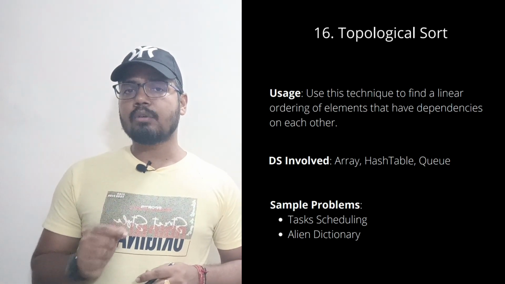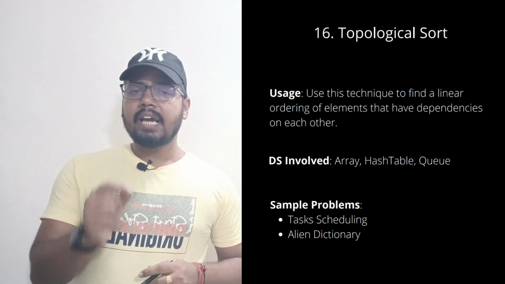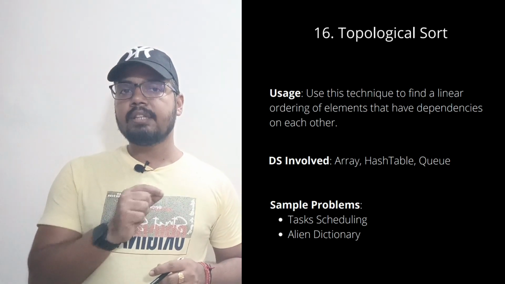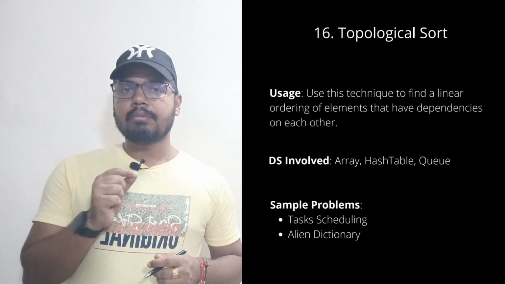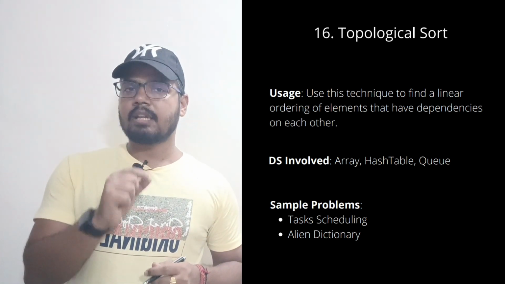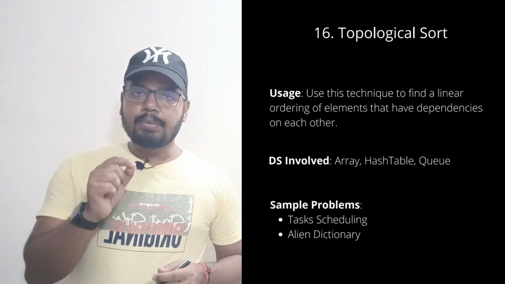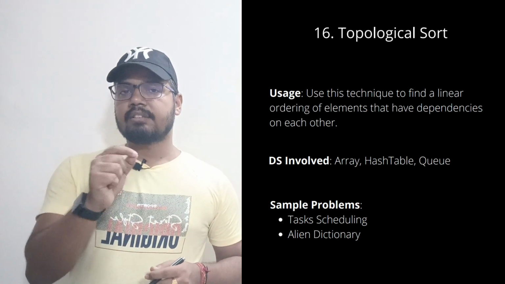The next technique is topological sort. When we need to find out the linear ordering of elements that have dependencies on each other, we will use this technique. The DS involved in this technique is array, hash table or queue. The simple example is task scheduling.